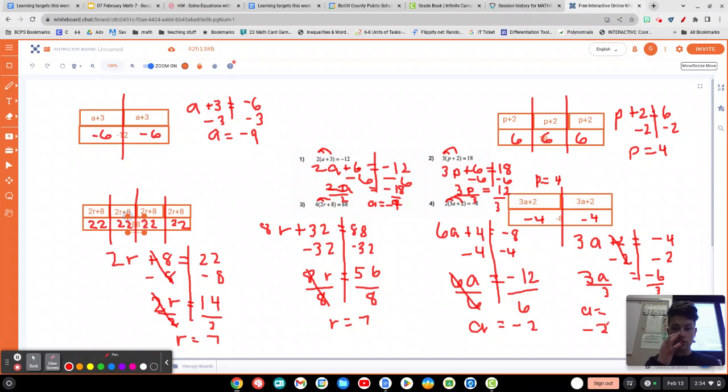So either way you solve it, whether you want to use the tape diagram or distribute, then solve it like a two-step equation, they're both fine. You'll get the same answer either way. If you get stuck, sometimes drawing out that tape diagram can help you understand what the next step to take is.